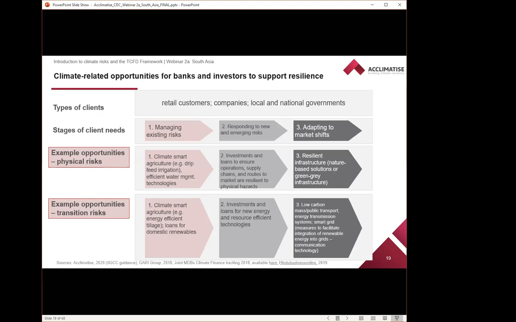It's also worth stressing here that financial institutions can be ahead of the curve of both physical and transition risks by already starting to allocate capital toward resilient and low carbon technologies, sectors, or infrastructure.